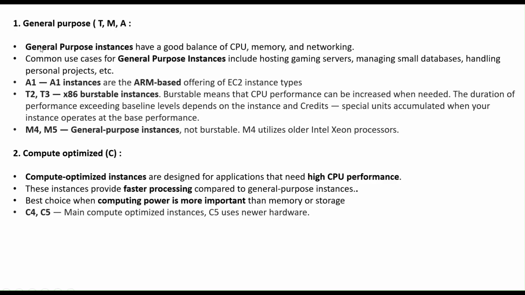General purpose is designed for small databases or small projects. Compute optimized is for gaming applications and those kinds of scenarios, where we have to use compute optimized instance types.